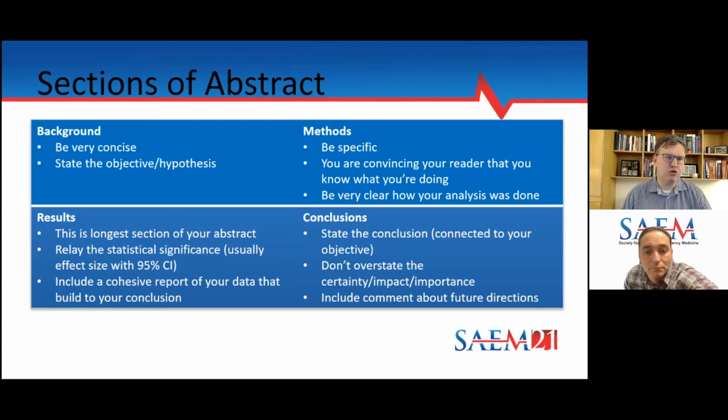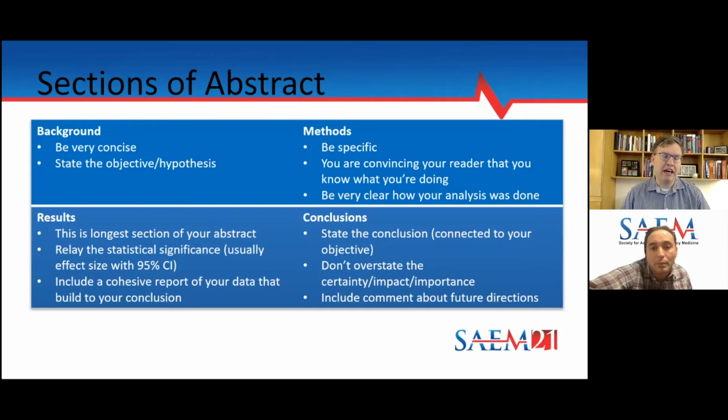Finally is your conclusion. Your conclusion is typically another short part of your abstract. We want to see, and your reviewers will want to see, that your conclusion is tied directly to your objective. Remember, your objective is the last sentence of your background, and your conclusion is the first sentence of your conclusion section.